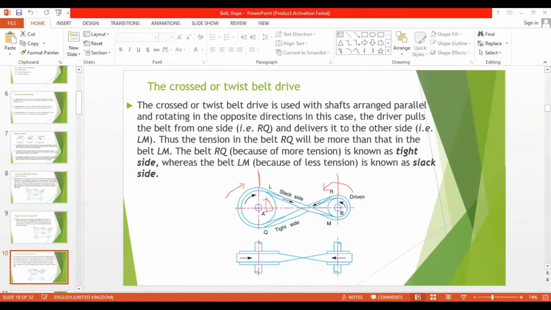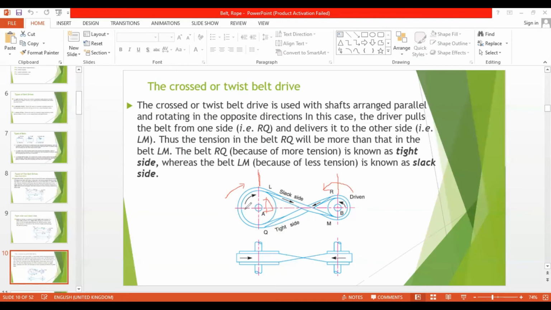So this is the difference between crossing and open drive. Both pulleys or shafts are parallel, but in the open drive, the driver and the driven are rotating in the same direction. But in the cross belt, the driver is rotating in one direction and the driven is rotating in the opposite direction of the driver. So the shafts are parallel and rotating in opposite directions. In this case, the driver pulls the belt from one side.